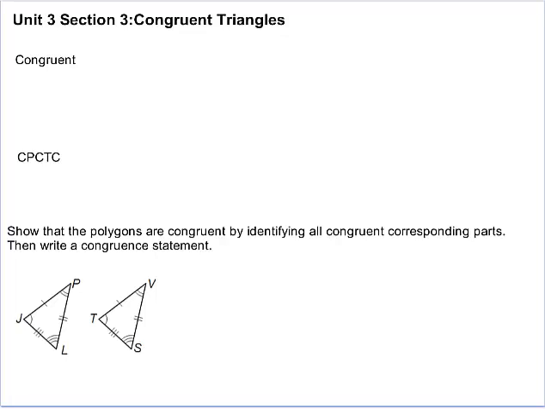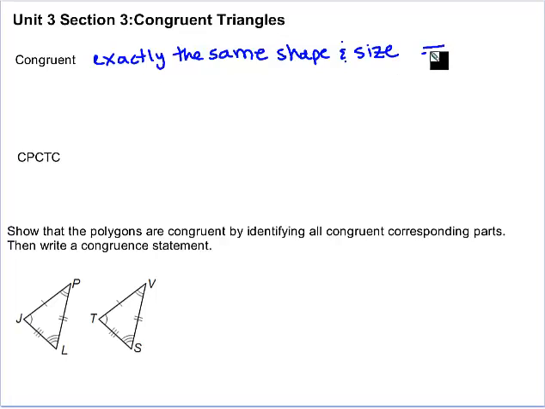This is geometry, section 3 on congruent triangles. First off, what does it mean for something to be congruent? For two things to be congruent, they need to be exactly the same shape and size. We use this mark, an equal sign with a tilde mark on top. This represents congruent. So when you see that mark, that means that two things are congruent to one another.